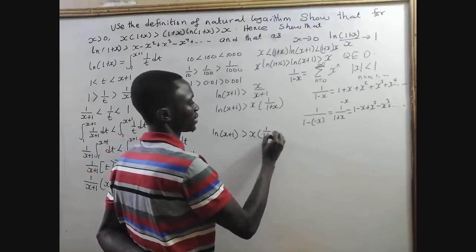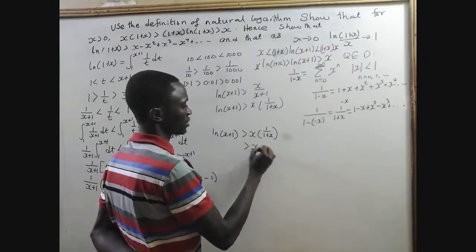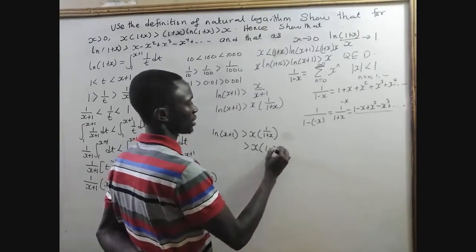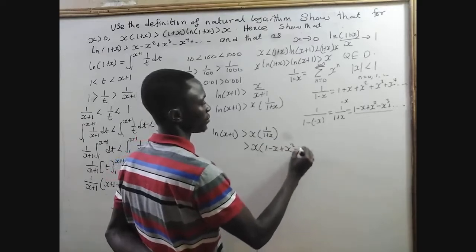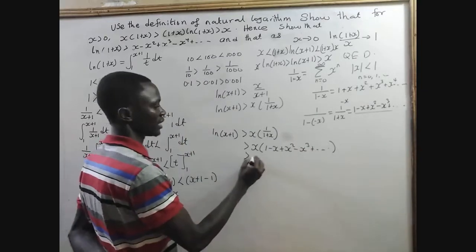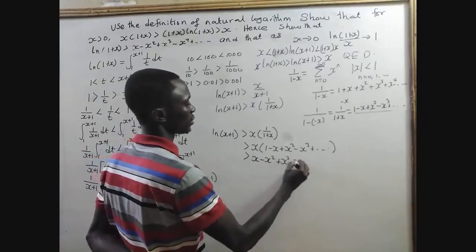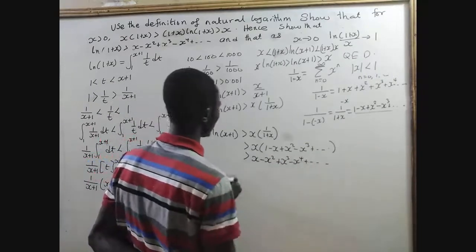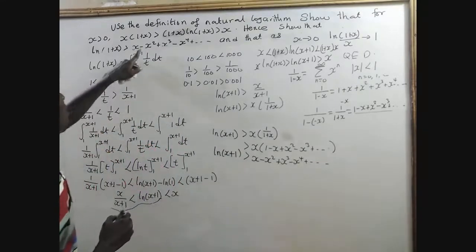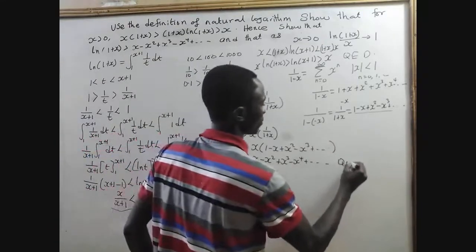1 on 1 plus x. And now we have this to be x. 1 on 1 plus x is now this. So we put it here, 1 minus x plus x squared minus x cubed plus and so on. So this is still greater than x minus x squared plus x cubed minus x to the power 4 plus, as our natural log of x plus 1. That is what we have there. Very simple. And that is to be shown. And it's proved.